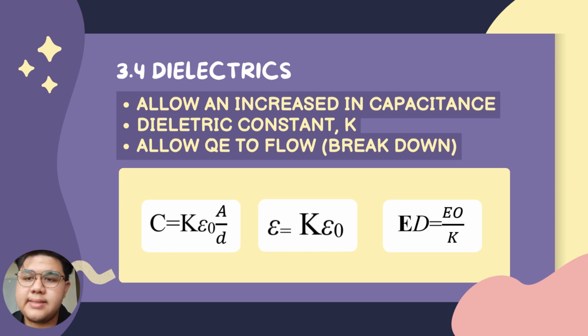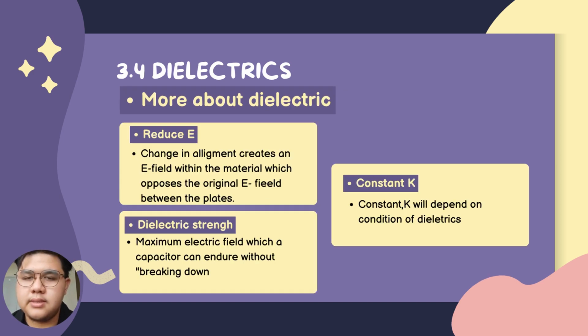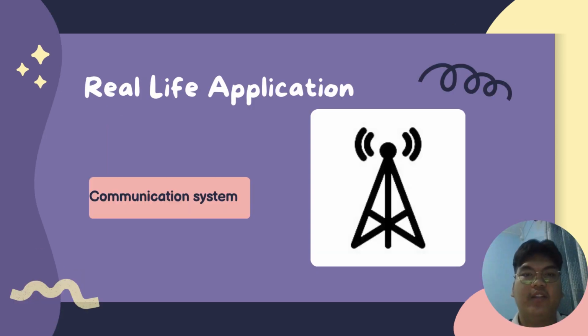And here are some equations for dielectric. And this is more about dielectric. First, reduced E. Charges in alignment create an E field within the material which opposes the original E field between the plates. Dielectric strength is the maximum electric field which a capacitor can endure without breaking down, and the constant K will depend on the condition of the dielectric. Combinations of capacitors contribute a lot in real-life applications.